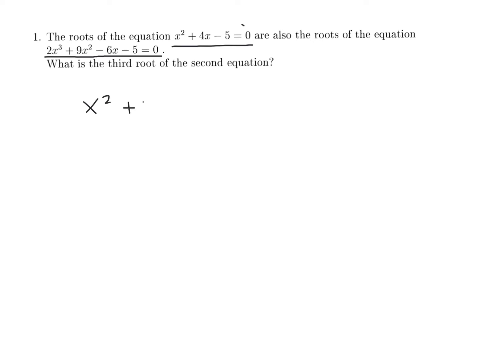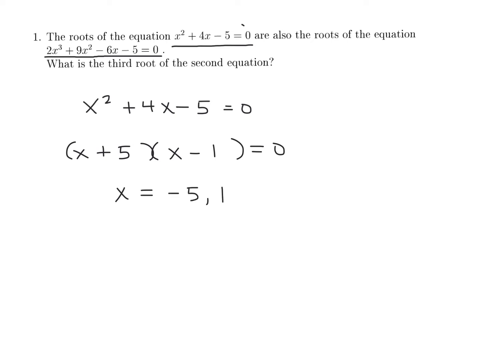x squared plus 4x minus 5 is equal to 0. And that, of course, will factor pretty easily into x plus 5 and x minus 1. Now, we can easily figure out here that the roots are minus 5 and 1. So they're basically saying that this second equation also has the same roots, but it has an additional third root, and that's what we have to figure out.